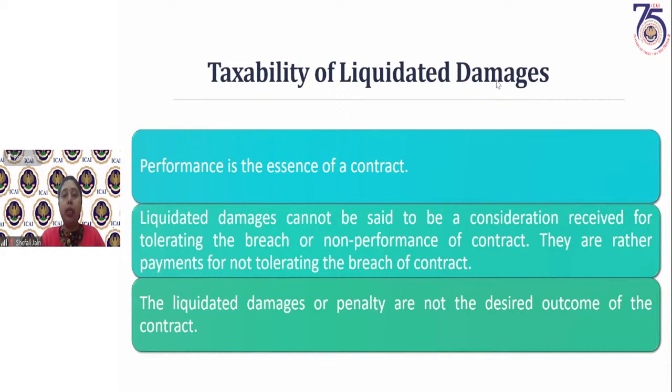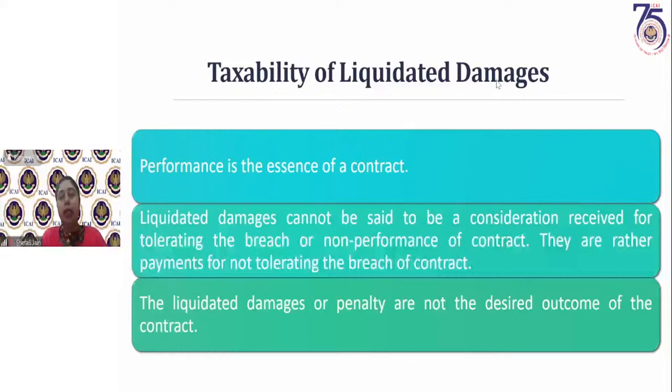Liquidated damages are paid to the aggrieved person so that in some way he can be compensated for his loss. But the intention of the contract is not that the contract should be breached. Performance is the essence of the contract. We have entered into a contract so that the contract can be complied with, so that one person can perform the act for the other person under the contract. We have not entered into a contract so that the person breaches the contract and the aggrieved party gets the compensation. No, that was not the intention.